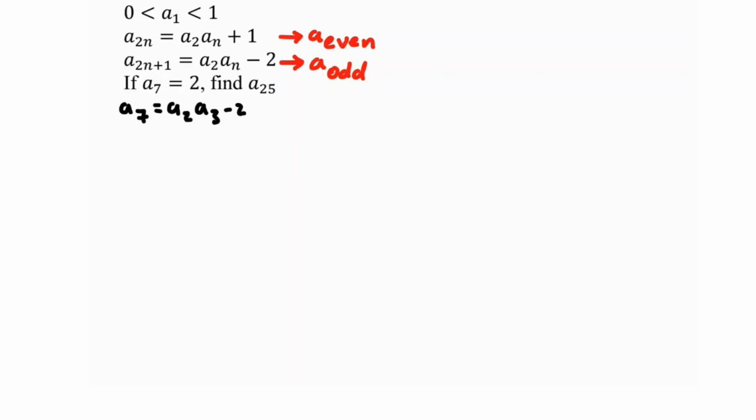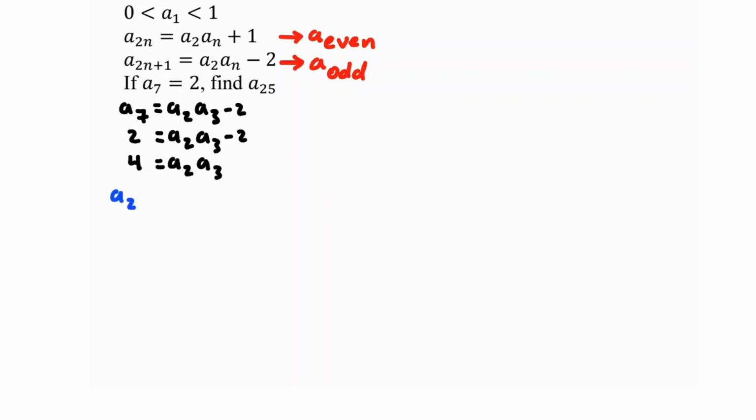That's going to be equal to a sub 2 times a sub 3 minus 2. We'll substitute in a sub 7 equals 2, and then we'll add 2 to both sides to get 4 equals a sub 2 times a sub 3. Now we notice that we will need a sub 2 and a sub 3. So let's find a sub 2.